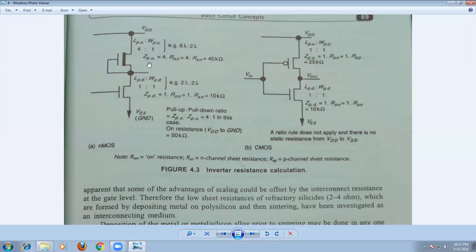Now we are going to calculate the pull-up, that means the on resistance of the pull-up transistor. So how do we calculate the on resistance of the pull-up transistor? You know the formula: R of the pull-up transistor is equal to Z into RS. What is Z here? Z pull-up, which we already calculated, is equal to 4, that is 4:1.